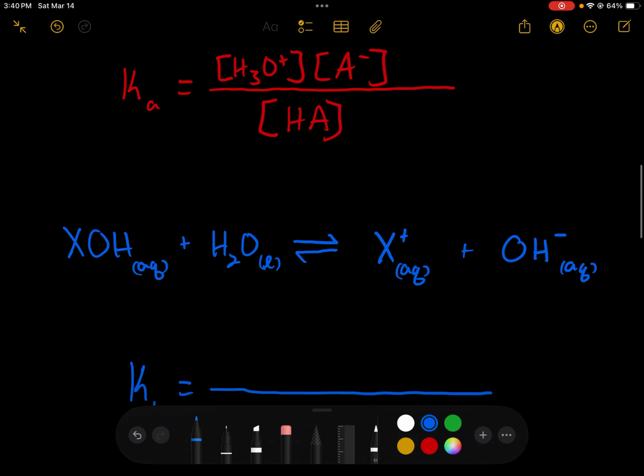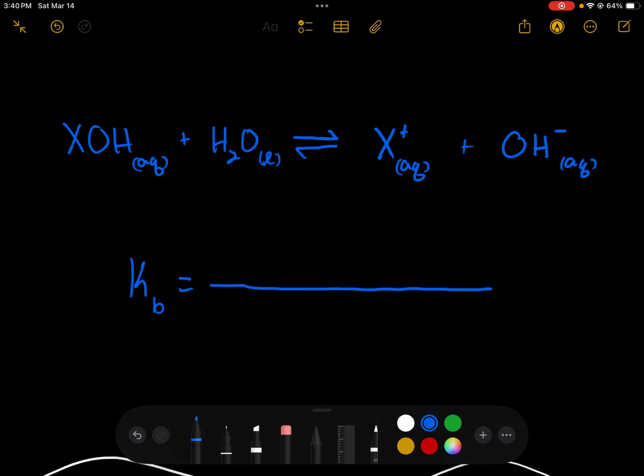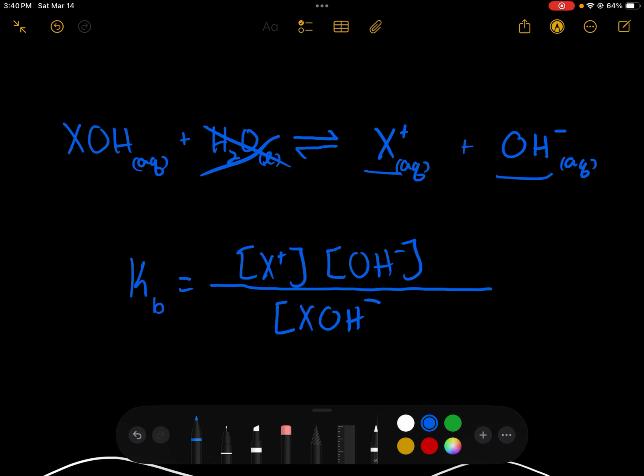For our base, our generic XOH base, again, that's going to come into contact with liquid water, and it's going to produce a cation and hydroxide. So once again, we're going to do products divided by reactants, and once again, water's in liquid state, so we would leave it out completely. So we're going to have that X+ and our hydroxide ion, and then on the bottom, we would have our generic Arrhenius base. Now, in terms of why these expressions mean, okay, if I'm a strong acid, if I'm a strong base, I have a big one. If I'm a weak acid, a weak base, I have a small one.